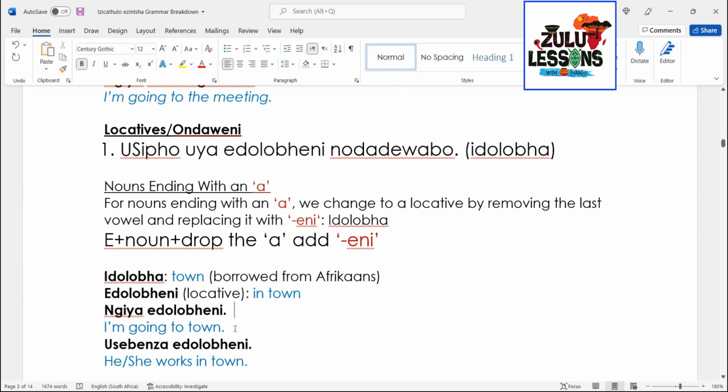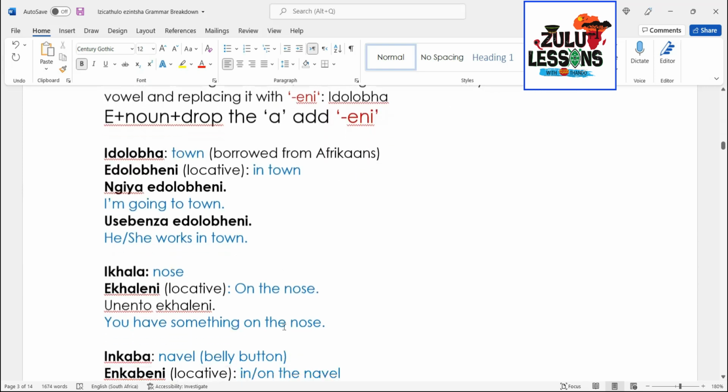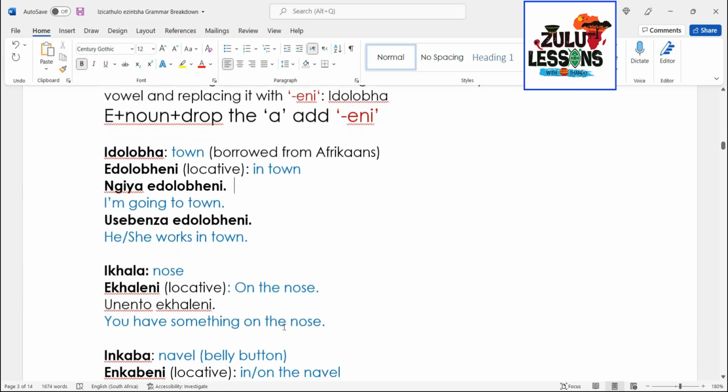So now this means in town. And you can also be saying to town, depending on what your sentence is. Here is an example. Ngiya edolobheni. I am going to town. Usebenza edolobheni. He or she works in town.